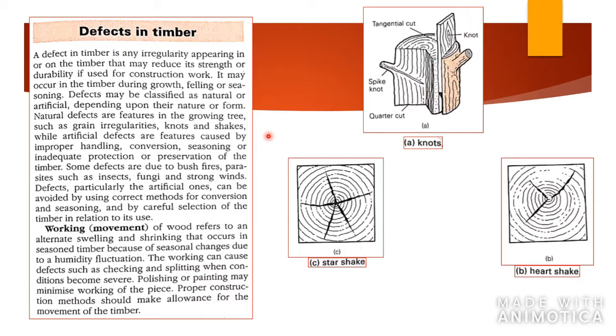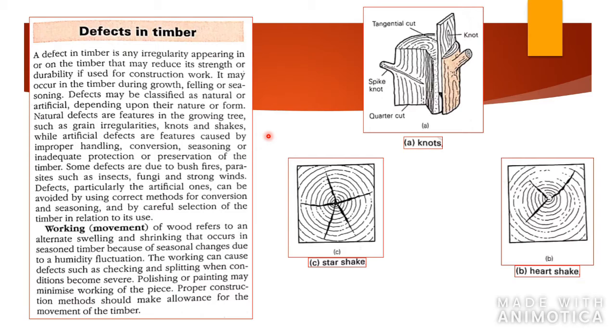A defect in timber is any irregularity appearing on the timber that may reduce its strength. So if you have a piece of wood and there's something on the wood that's not supposed to be there, that usually means the strength of the wood is being reduced, and you want to avoid those things. It may occur in the timber during growth, when you are cutting it down, or when you are seasoning the wood. Defects may be classified as natural or artificial.